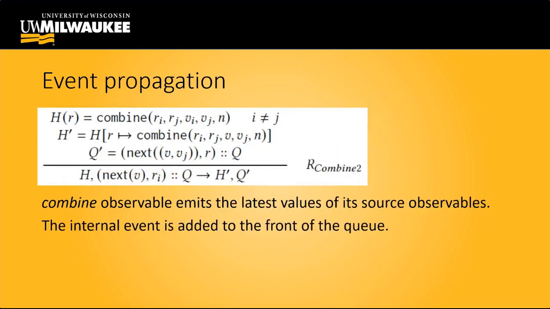The second rule for the combined observable applies when both sources have emitted values, and when one of them emits again, the combined observable emits the value of the sources as a pair. Note that the emitted value is an internal event, which is placed in the front of the event queue. This makes sure that the internal events are processed ahead of the external events.